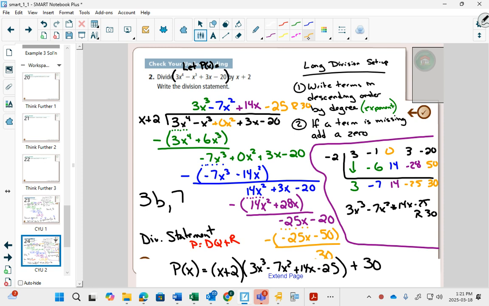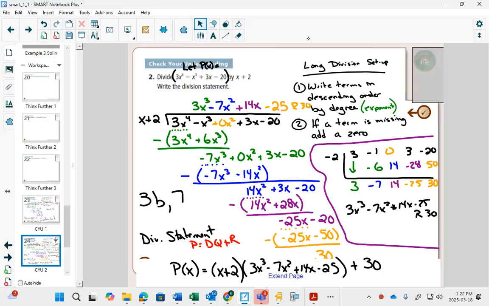Okay, there's synthetic division. And in synthetic division, I got the 3x cubed minus 7x squared plus 14x minus 25, remainder 30, in very little work. But where do the numbers come from? How do we do this with very little work?